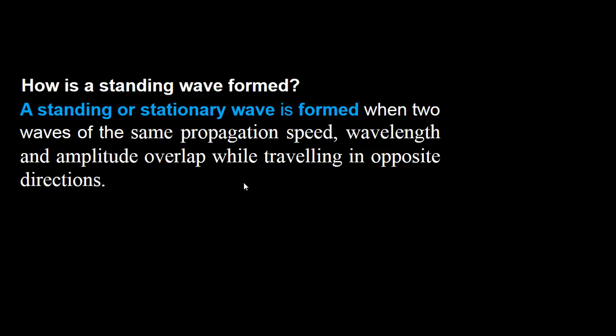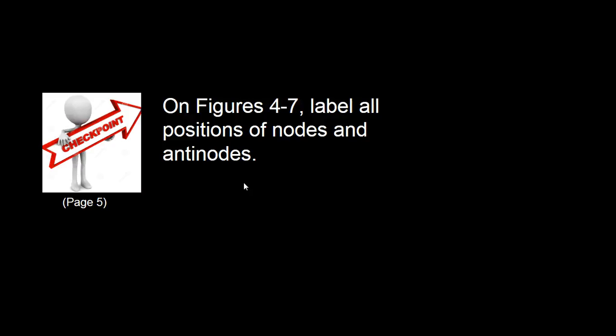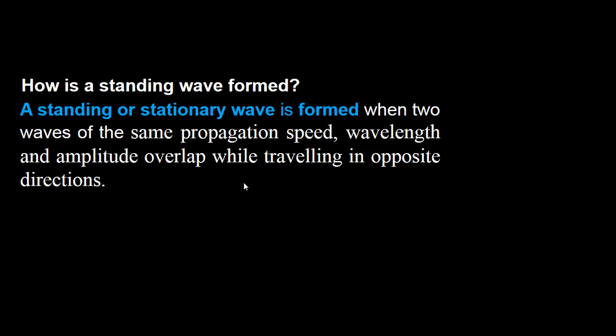Okay, so with that, we are ready to move on. Checkpoint on page 5. The definition can be found on page 4, highlighted in the first box for you. Can you see that? How is a standing wave formed? A standing or stationary wave is formed, and so on. So that is exactly the same as what you have on the screen here. Page 4 at the top is boxed out for you, so that one is important. So when they ask how is a standing wave formed, this is the answer that you will give.